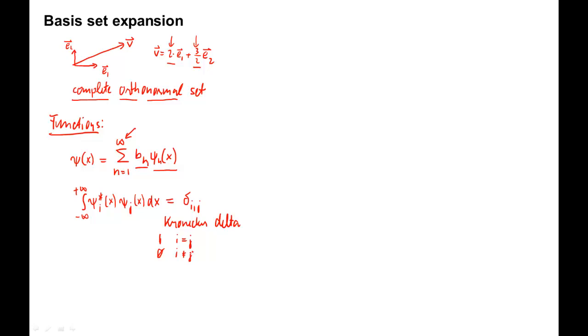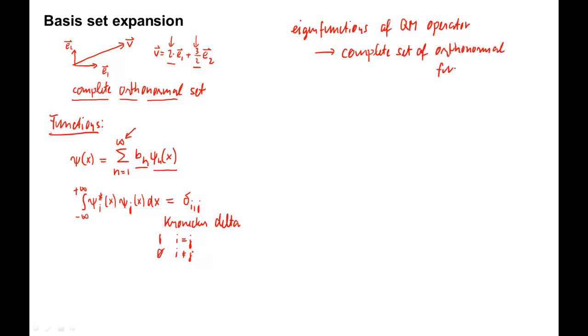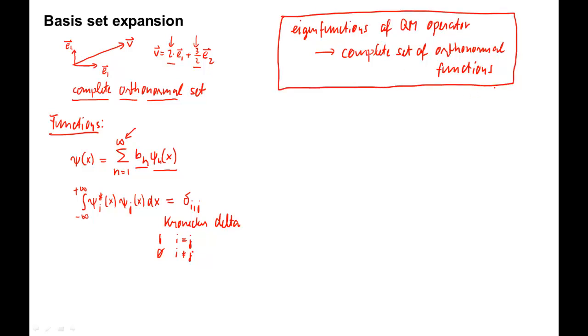Complete orthonormal basis sets are important in quantum mechanics, since the eigenfunctions of a quantum mechanical operator form a complete set of orthonormal functions. We can therefore use operator eigenfunctions as a basis to write an arbitrary function. Very often, the eigenfunctions of the Hamiltonian operator are used as a basis.